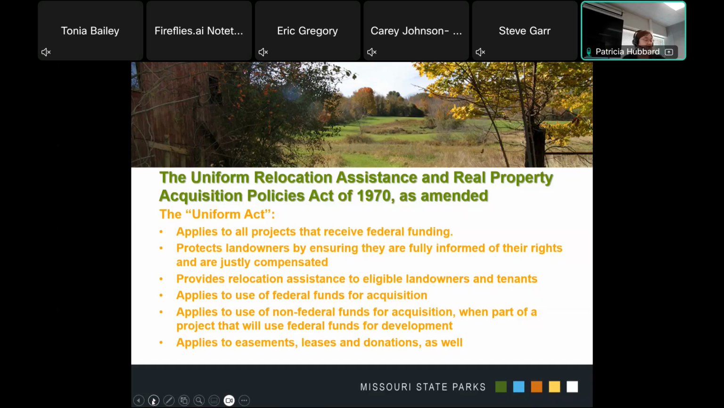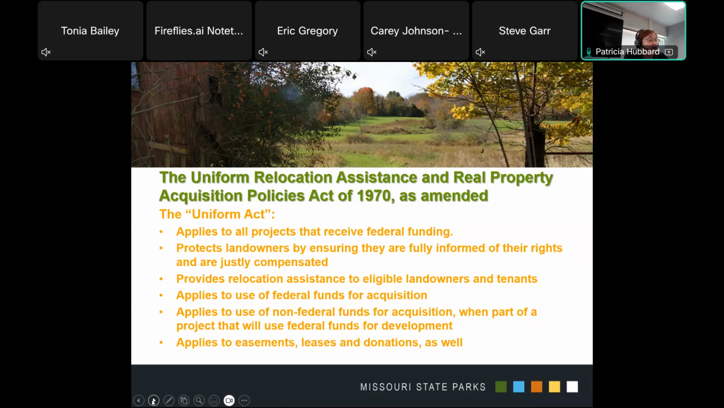In other words, a project sponsor can't knowingly circumvent the federal law by acquiring real property with local funds and not follow the regulations of this act, and then apply for LWCF funding in the future for the development. The Uniform Act ensures that landowners are fully informed of their rights and are justly compensated when selling or leasing property or selling or leasing any type of interest in the property.